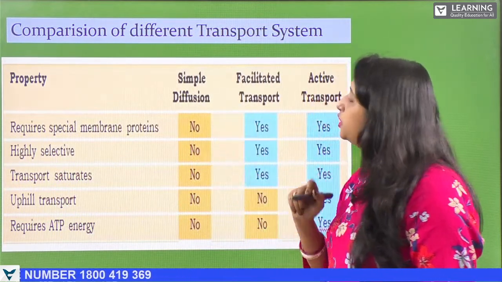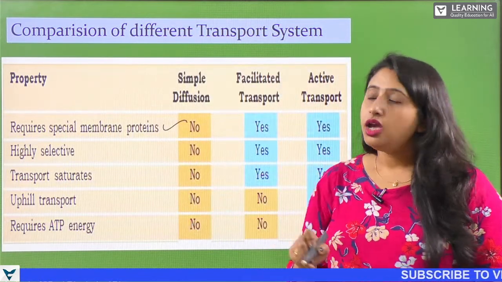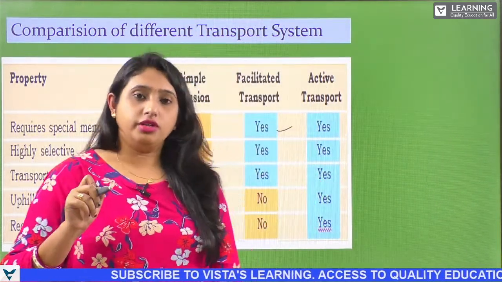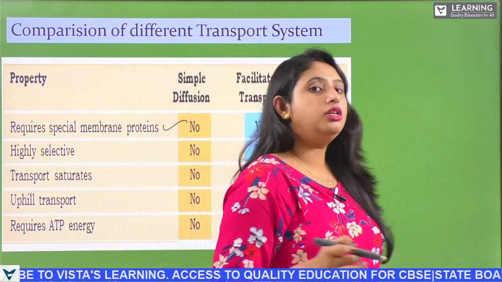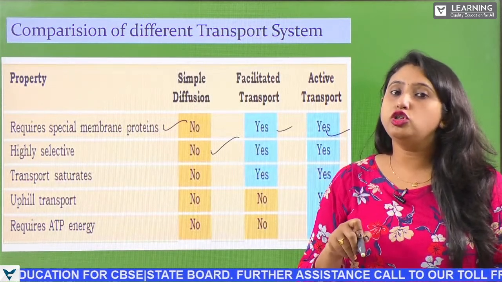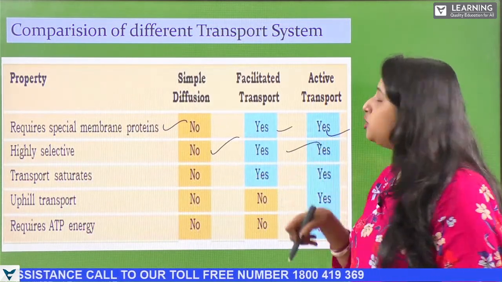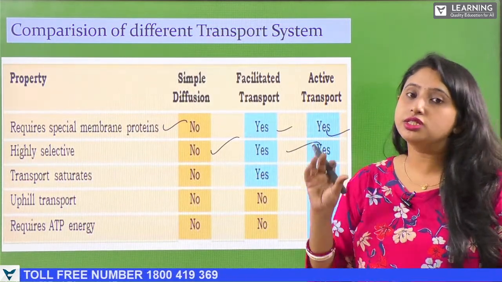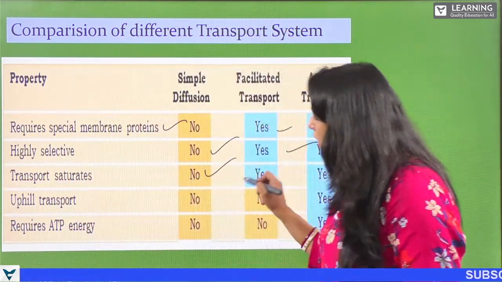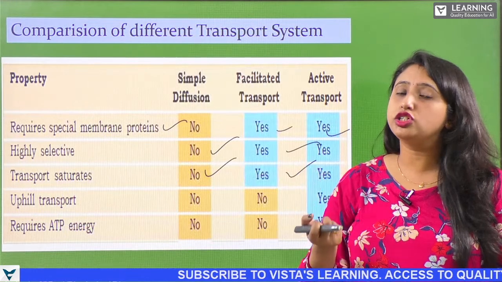See here, in simple diffusion, does it require membrane proteins or not? No, right? It doesn't require membrane protein, but facilitated diffusion requires membrane protein in the form of carriers, transport proteins. And here also we need the membrane proteins. Is it highly selective? No, it is not selective. Through diffusion, anything can pass. It is not that selective, but facilitated and active transport are highly selective. They select specific molecules. Does transport saturate? No, and here yes. The more transport proteins being used, the more the transportation takes place.